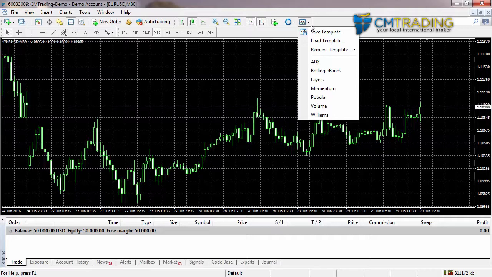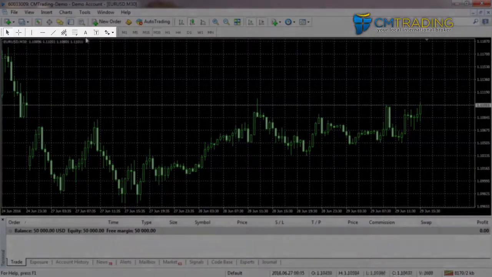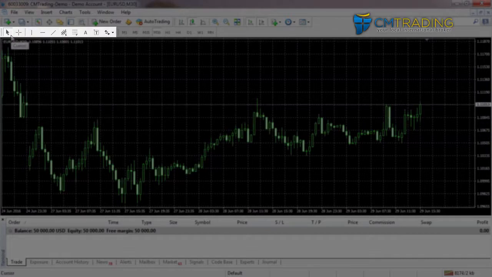We will create a template shortly, show you how to save it, and then show you how to apply it to new charts. The next set of toolbars, we call this the line studies. There are several very useful tools inside here.